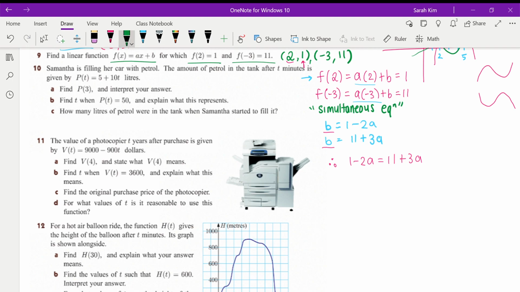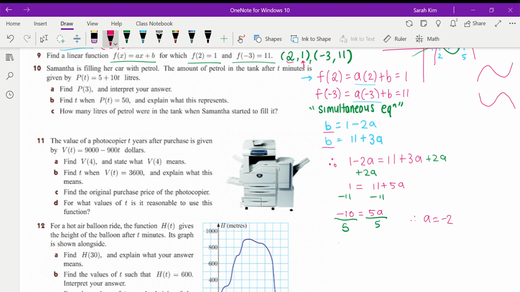Alright, now I just rearrange it. I want the a's on one side and numbers on the other side. I'm going to remove the -2a from this side, so 1 must be 11 plus 5a. Just have to get rid of the 11, so I have -10 equals 5a. Therefore, if I divide both sides by 5, I find that a is -2.